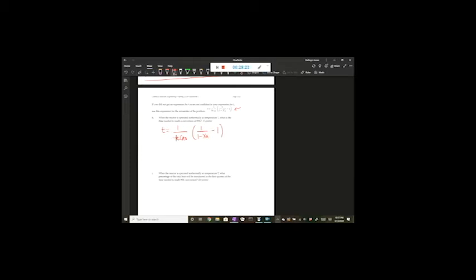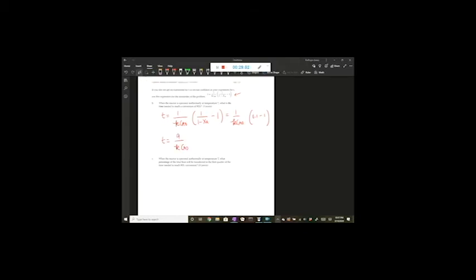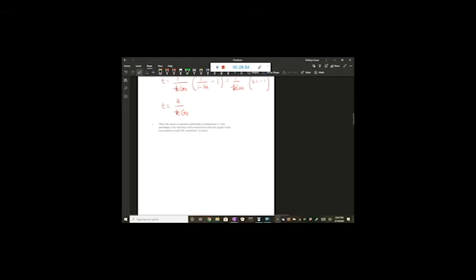This is from the last part. We end up with, by plugging in XA equal to 0.9, 1 over K CA naught times 0.1 minus 1. And this gives you T is equal to 9 over K CA naught.